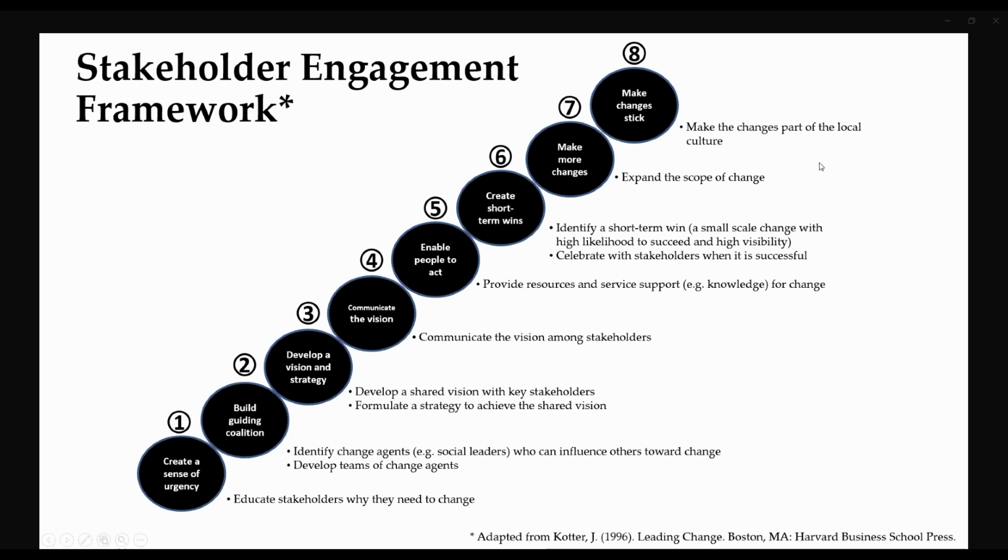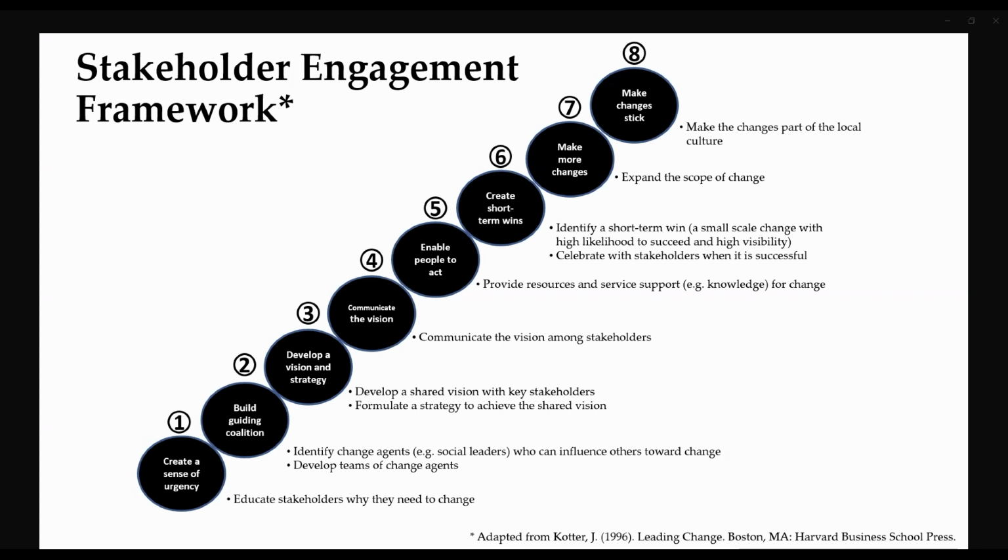So this is what they have done. Starting with number one, create a sense of urgency: educate the stakeholders on why they need to change, why they need to grow trees rather than cutting them down. Then build a guiding coalition, meaning identify change agents and social leaders who can influence others toward change, and develop a team of change agents. These comprise community members and also employees who are well respected by the community, the monks, the heads of the temples. Then they create a vision for the project and develop a strategy.